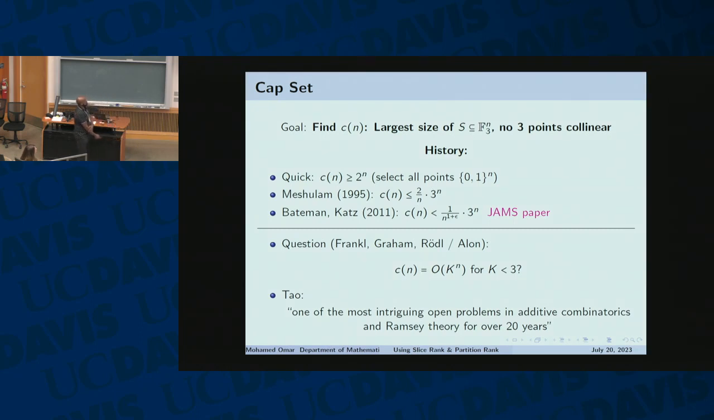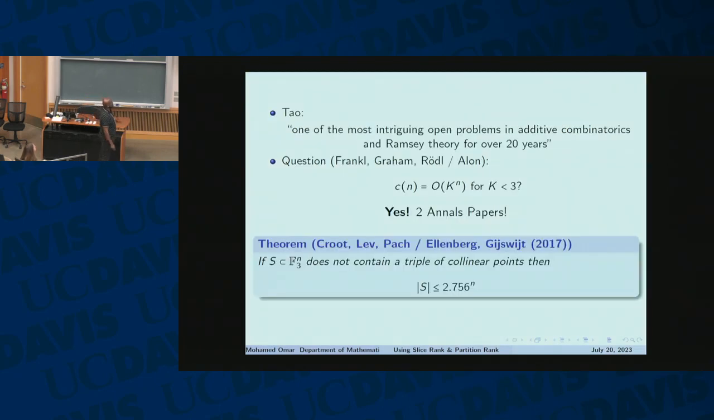Okay, so what I want to do is actually give you a sense of how this was finally resolved. This was resolved in 2017 in a paper that was published in the Annals. And typically, if you read expository articles on this, it's credited to two groups. So this group actually proved this sub 3 to the n upper bound for sets that avoid a triple of collinear points. And this group here did something very, very similar, but just in a slightly different setting.